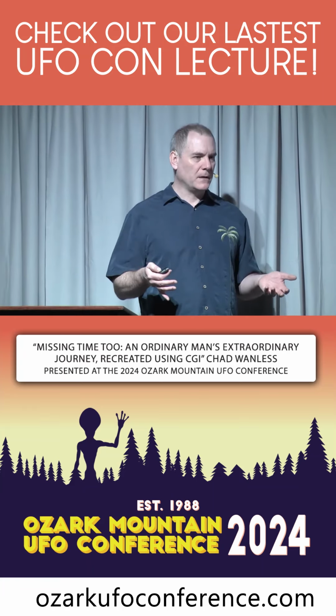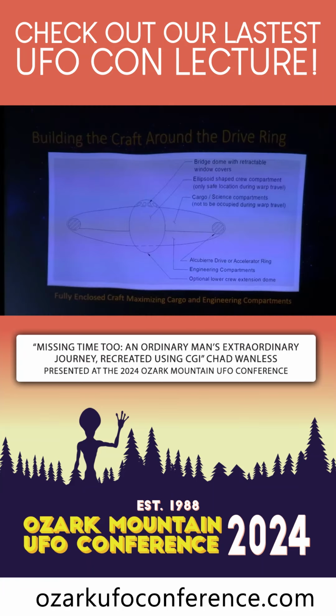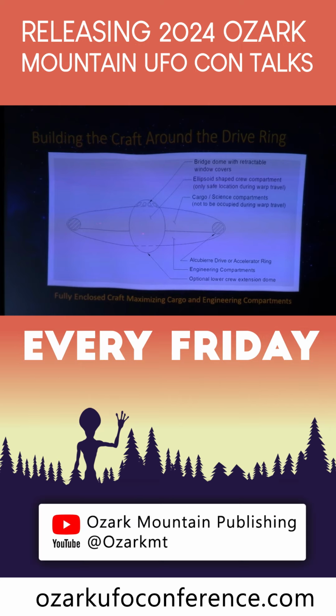The UAP discs that we are seeing look exactly like they do. In both examples, the Akubira, I know I'm mispronouncing it, or the acceleration ring, there's a ring that goes around, you fill it in, you've got an engineering compartment on the other side, you've got cargo and science compartments on the outside, you've got a pilot's dome on top, and a safe spot in between for high-speed maneuvers.